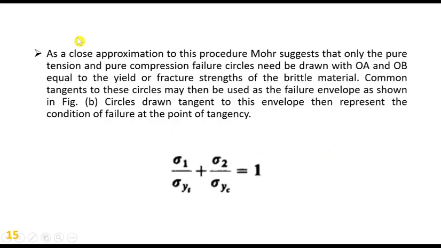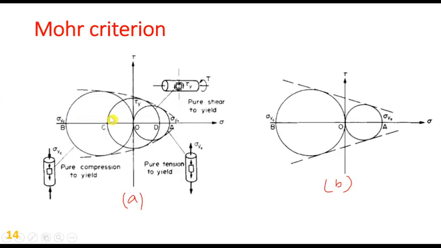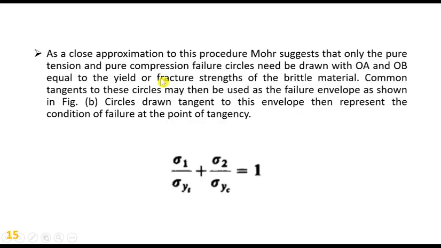A close approximation to this, proposed by Mohr, suggests that only the pure tension and pure compression failure circles need be drawn, with OA and OB equal to the yield or fracture strength of the brittle material. A common tangent to these circles may then be used as the failure envelope, as shown in figure B. So we are drawing just this small circle and this bigger one and taking the tangent. This makes the approximate envelope. Tangent to this envelope then represents the condition of failure at the point of fracture. So that becomes the criterion: sigma 1 over the yield stress in tension plus sigma 2 over the yield stress in compression is equal to 1.